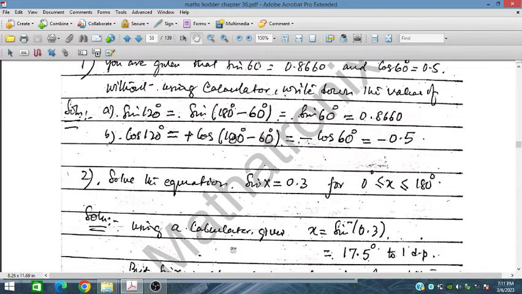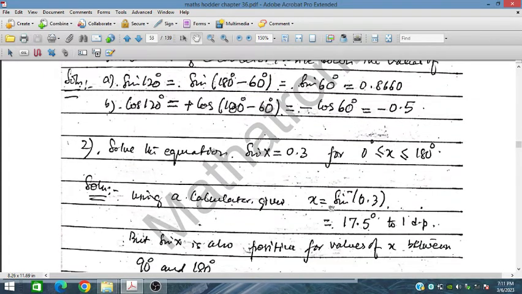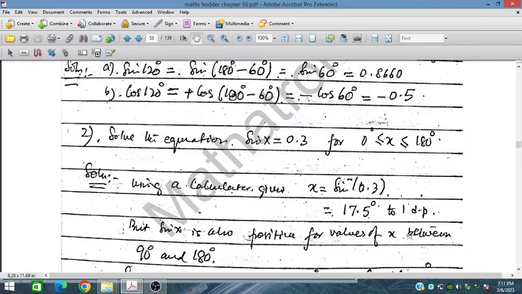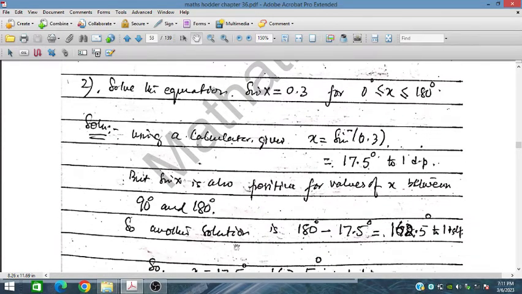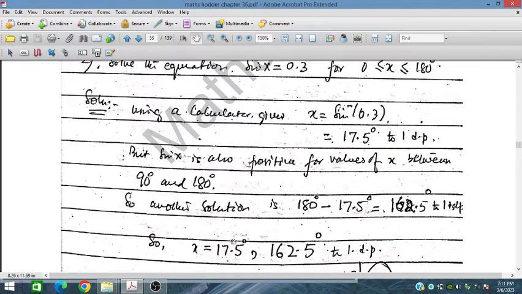So using a calculator gives x is equal to sin inverse 0.3, and it gives 17.5 degree to 1 decimal place. But sin x is also positive for values of x between 90 degree and 180 degree. So another solution is 180 degree minus 17.5 degree, which is 162.5 to 1 decimal place. So the x values are 17.5 degree and 162.5 degree.